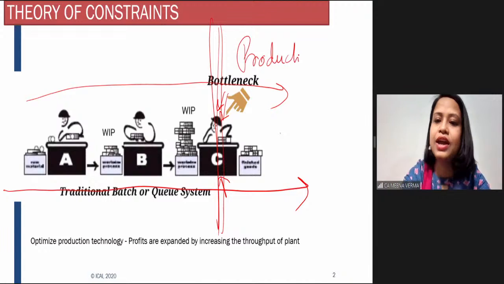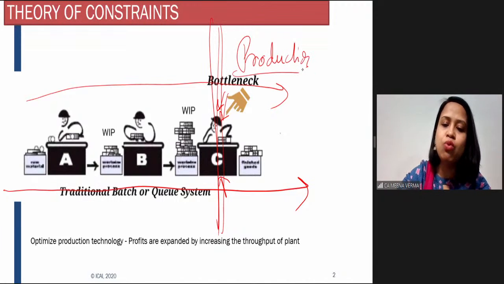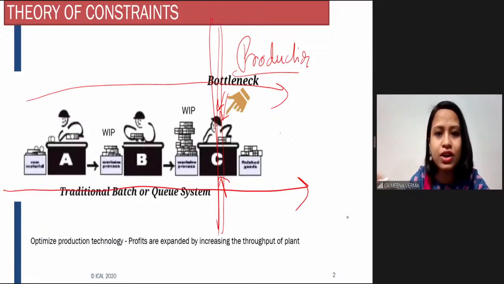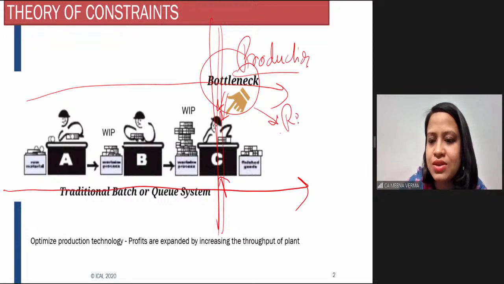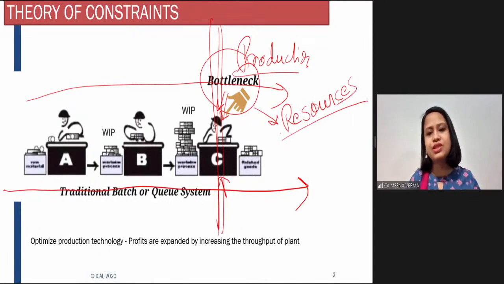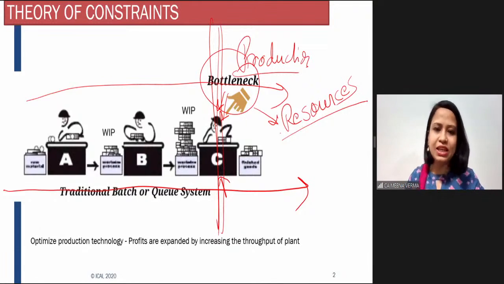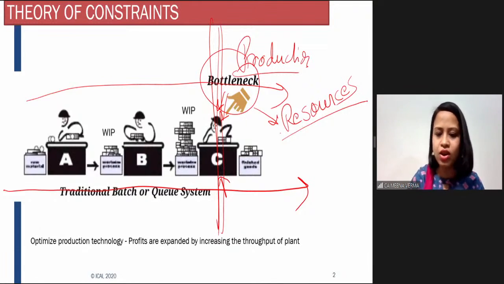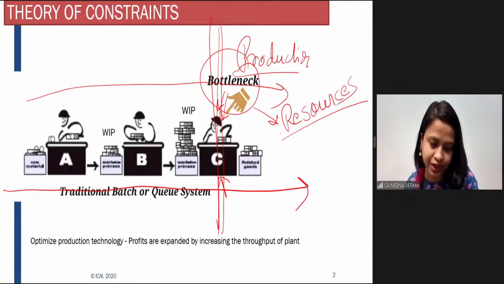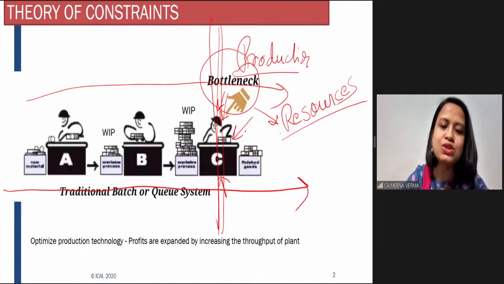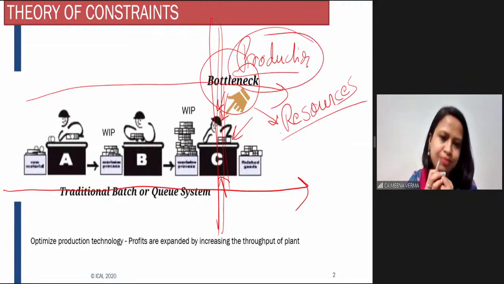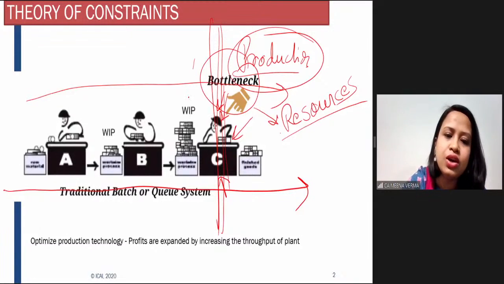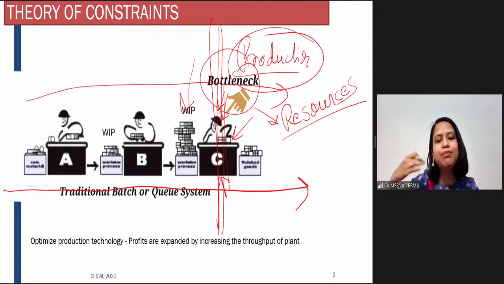Okay, and you will see this always happens. What does bottleneck activity mean? Bottleneck activity means the place where your resources are limited. So if there is any place where the resources are limited, we call it a bottleneck activity. And at such a place, what happens? This place will slow down our entire production process, and because of this the work in progress will start piling up at that place.